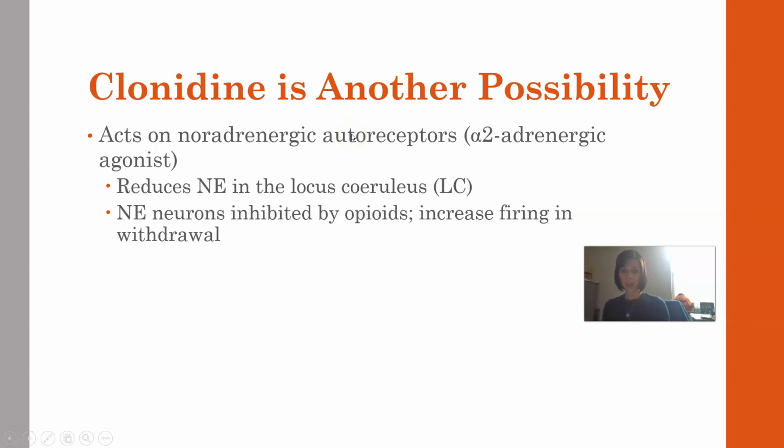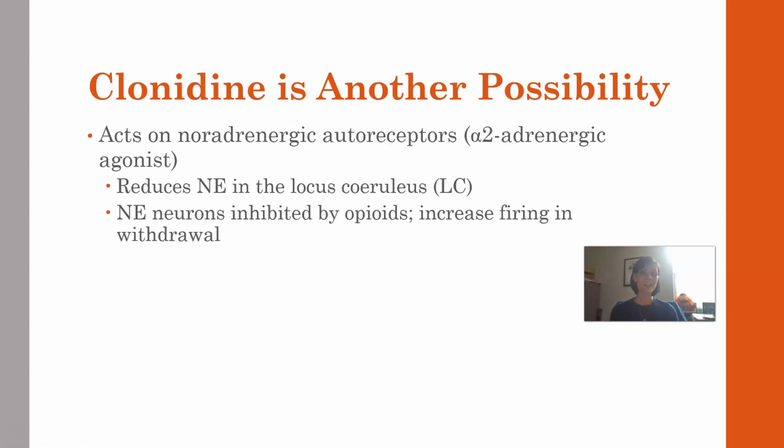Now, we haven't really talked much about autoreceptors in class. Autoreceptors basically pay attention to how much of a neurotransmitter is being released, and autoreceptors can actually cut the amount of neurotransmitter that's being produced and released by a cell if too much is being released. So clonidine actually reduces norepinephrine in the locus coeruleus.